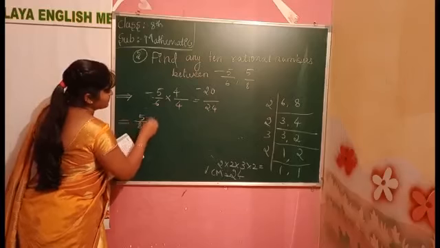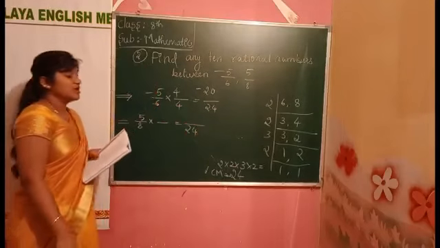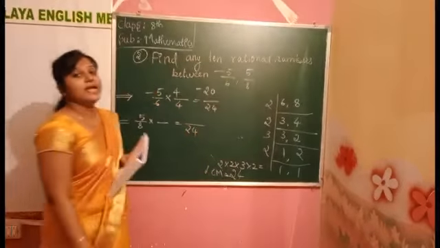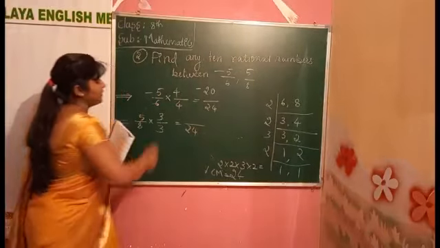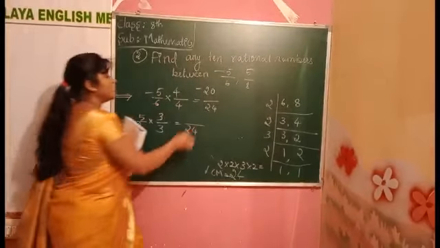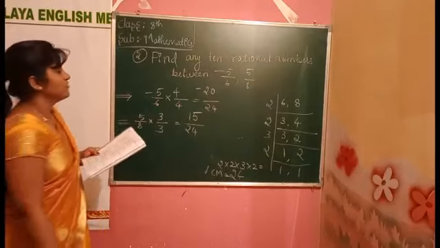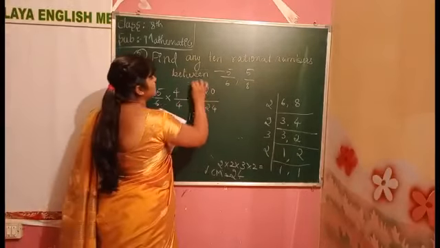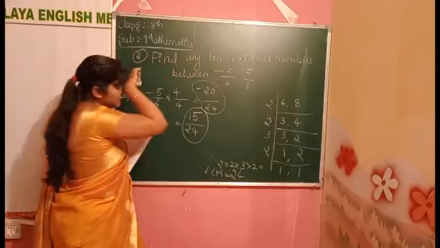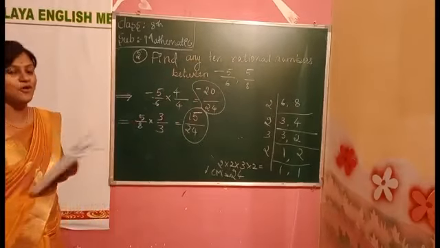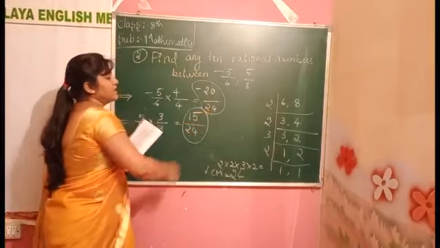Like that we have to do for the other also. 5 by 8. What do we have to multiply to get 24? 8 3s are 24. Now 5 3s are how much? 15. So what we got? The first number we got is 20 by 24. The next number we got is 15 by 24.